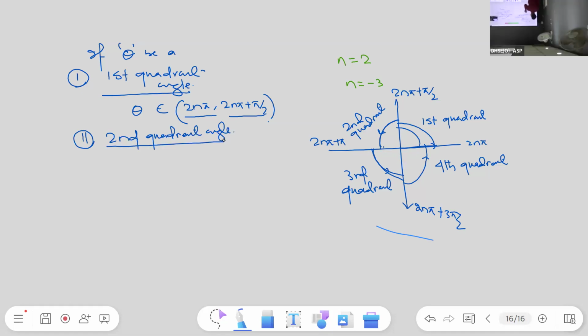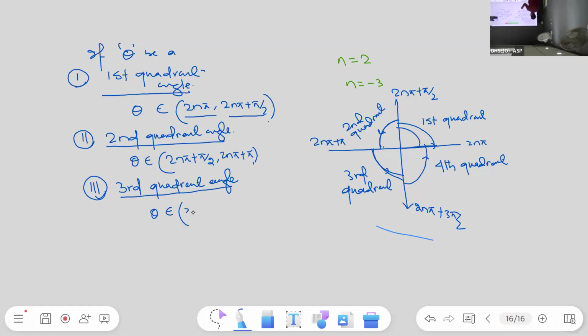Then theta belongs to 2n pi plus pi by 2 to 2n pi plus pi. If theta is a third quadrant angle, then theta belongs to 2n pi plus pi to 2n pi plus 3 pi by 2.